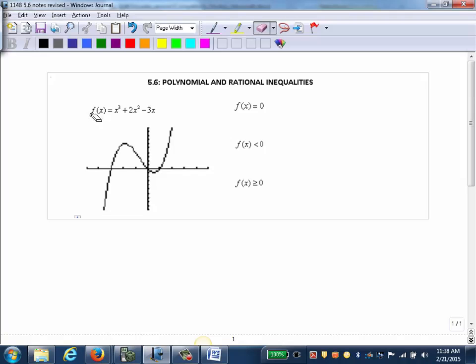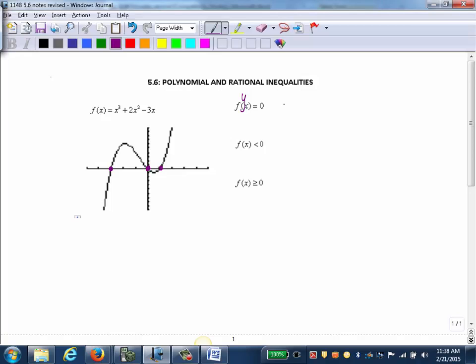So we're given the function f of x equals x cubed plus 2x squared minus 3x. And here is its graph. If we want to solve the equation f of x equals 0, we want to find the x values on this graph where the y value equals 0. So we know f of x is our y value. Well, if the y value is 0, we know we're hitting the x-axis. So we can see we have 1, 2, 3 zeros.